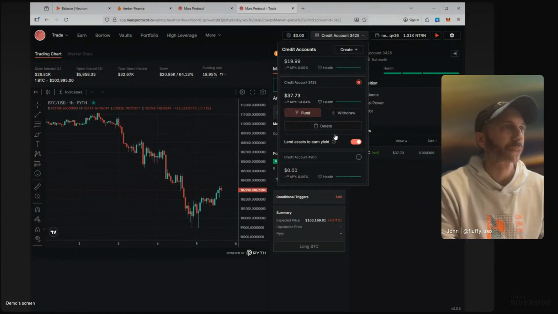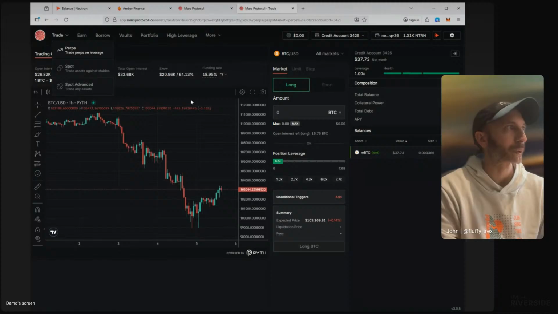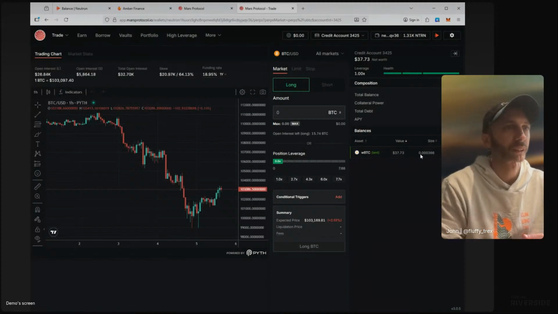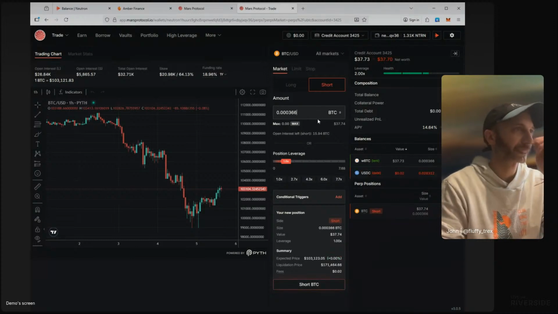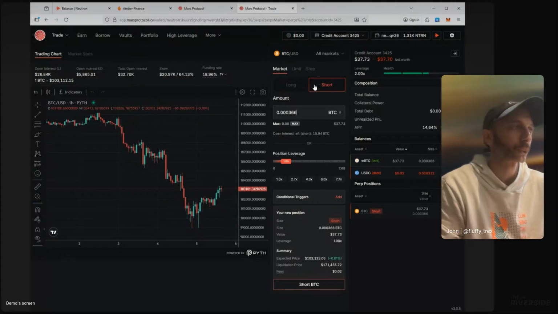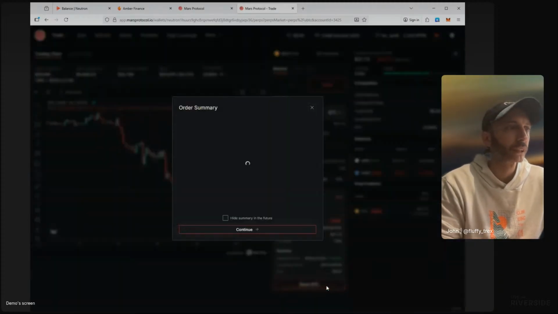I said here, this account has $37 of wrapped Bitcoin. Great. So now I'm going to go to the perps and I'm going to short the same amount of wrapped Bitcoin. So this is what I'm looking for to short this amount. Let's see if I can just copy this button. Great. So what this is going to do is open up a short perpetual position, which is equal to the same exact amount of dollar value of my wrapped Bitcoin currently. Okay, let's short it.